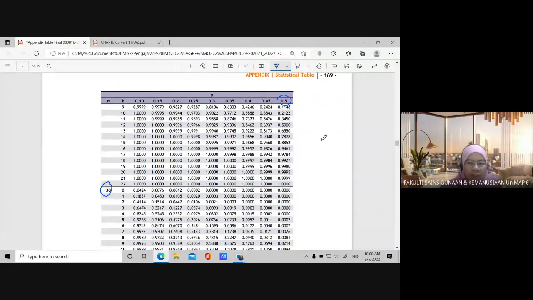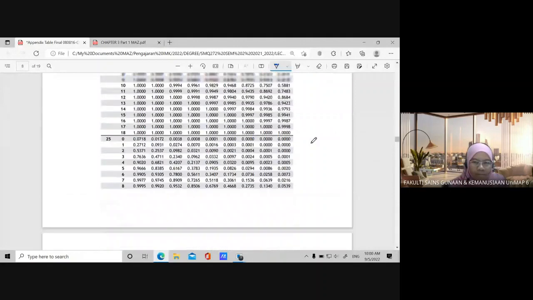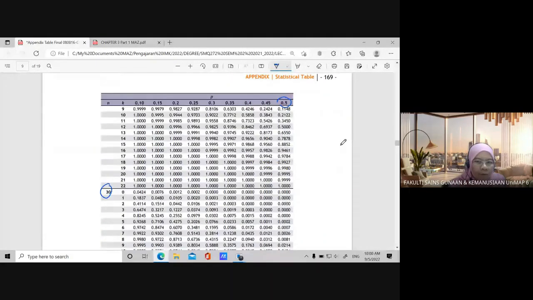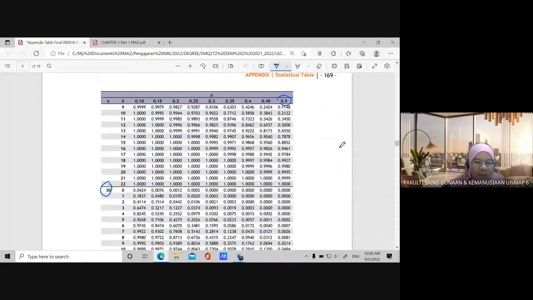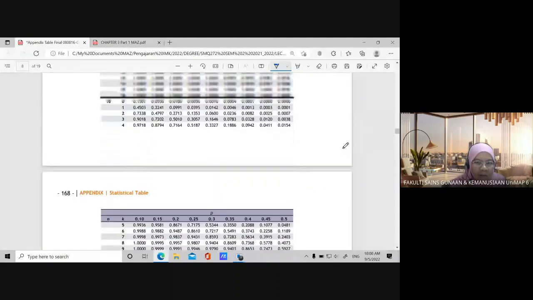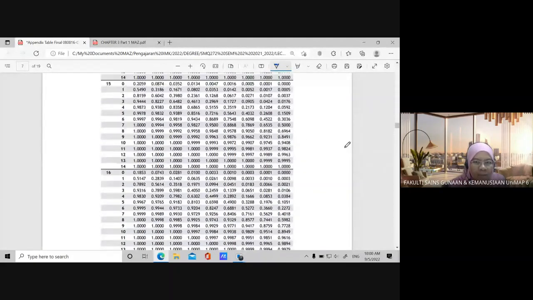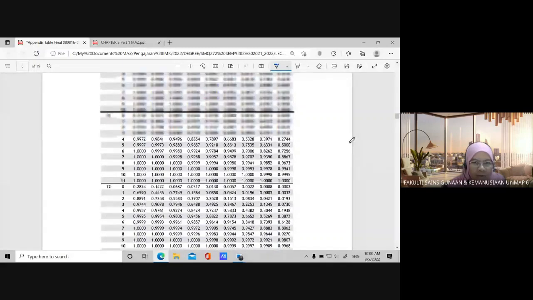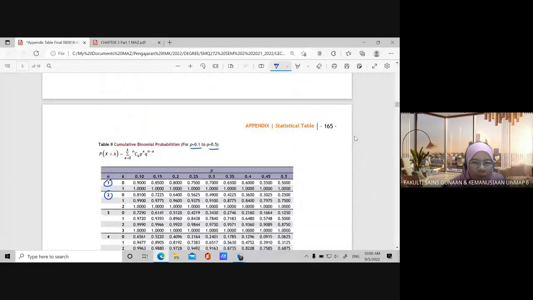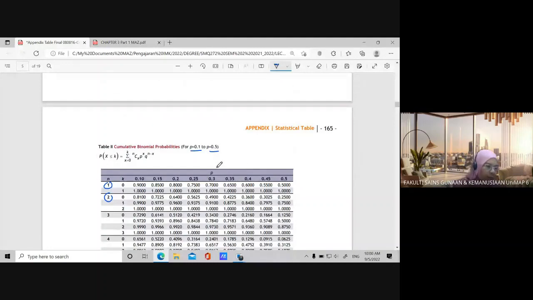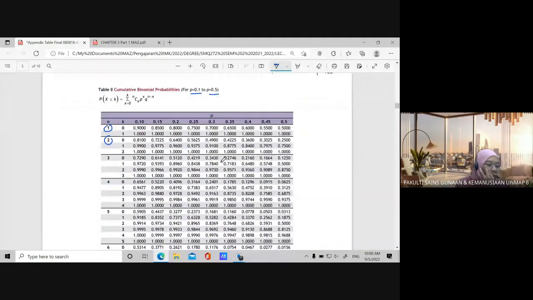Do you have any question, class, so far? If you don't have any question, I would like to explain how this becomes a cumulative binomial. Let us find the page with the formula here. For example, this one. We know this is cumulative binomial probabilities because we are talking about probability of success less than or equal to k. K is any success value.